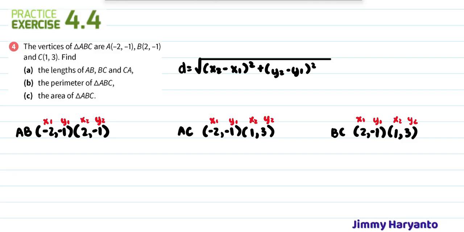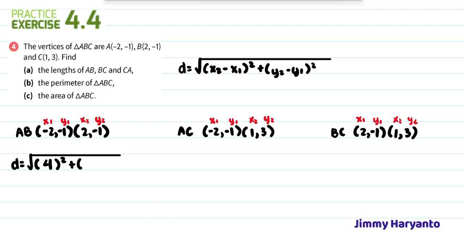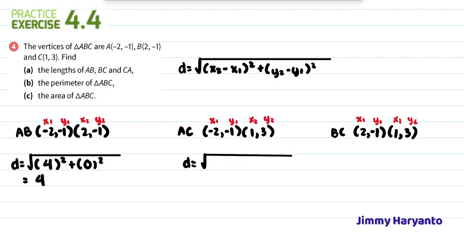Okay, next is question 4. For question 4, the question wants you to find the length of AB, BC, and AC. Let's find AB first. So the distance of AB is x2 minus x1, 6 minus 2 equals 4. And then y2 minus y1 is 0. So this one is 4 units. And then for AC, it will be x2 minus x1, 1 minus 2 equals negative 1. And then 3 minus 1 equals 4.